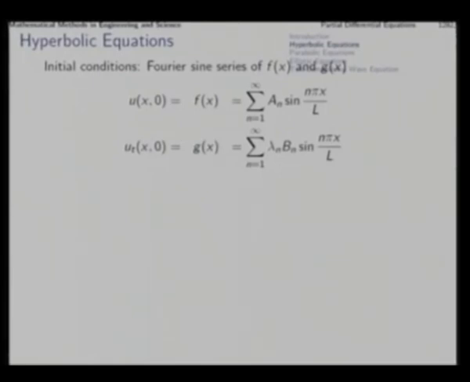Now, we notice that a_n happens to be the Fourier coefficients of the initial shape function of the string, and that means if we can construct the Fourier series of f(x), then the coefficients that we get out of that Fourier sine series, because no cos term is here, will be the same a_1, a_2, a_3, which we need to determine. Similarly, the Fourier sine series of g(x) will have coefficients which will give us lambda_1 b_1, lambda_2 b_2, and so on.